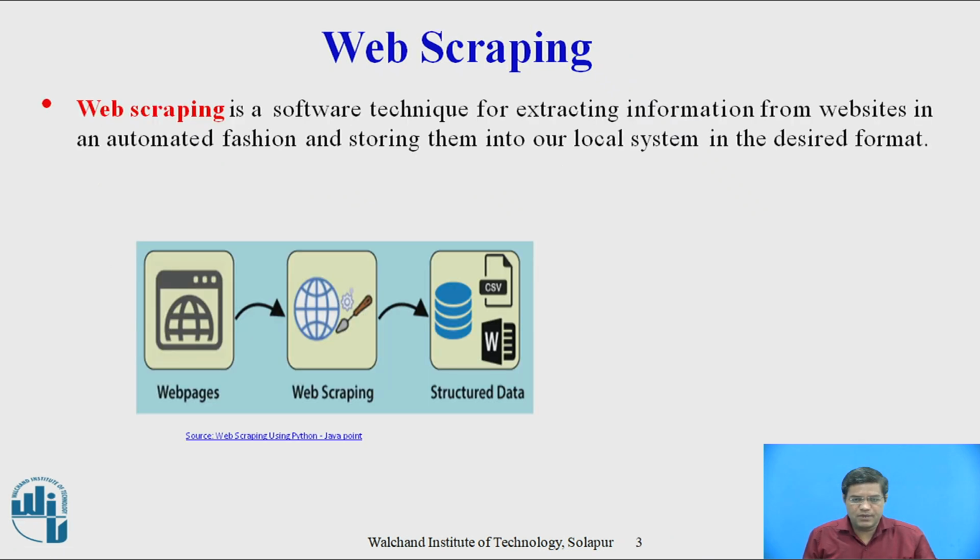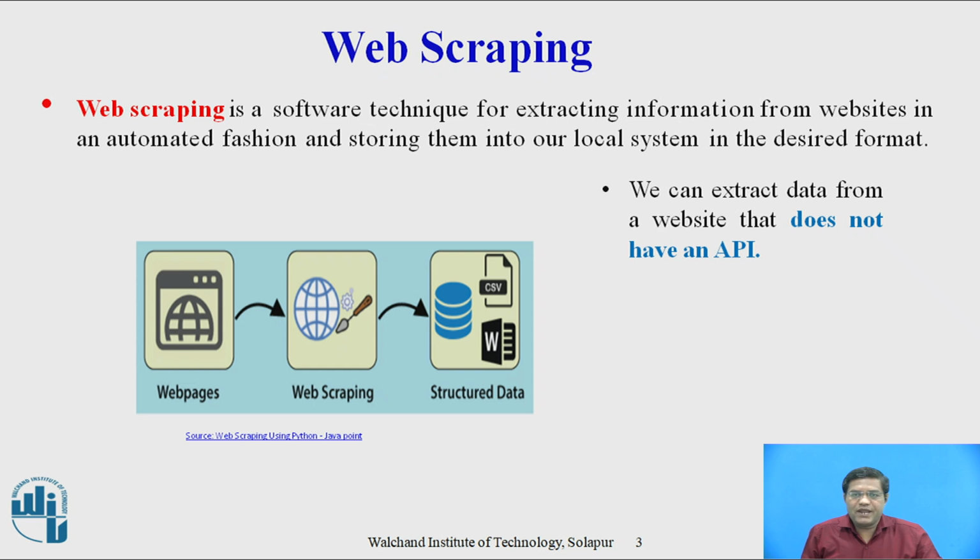Now, what is web scraping? It is a software technique for extracting information from websites in an automated fashion and storing this information in our local system in our desired format. For example, here you can see we can first extract the web pages from different websites, and we can apply the web scraping process to cleanse the data and parse the data, and the parsed data we can store in our desired format in our local system, either in a database table, in a CSV file, in a Word file or in an Excel file.